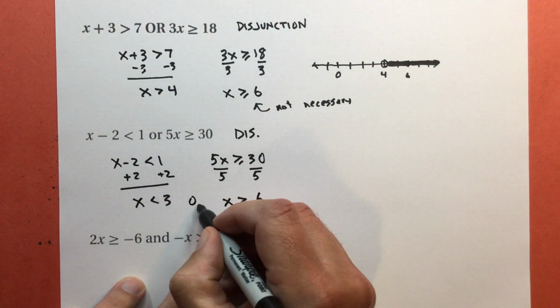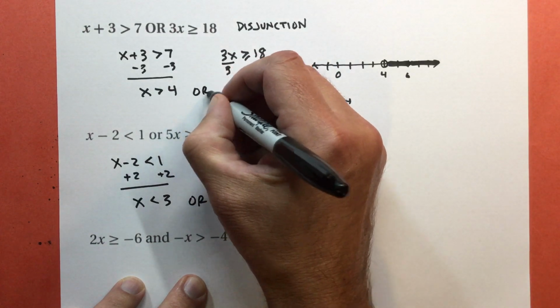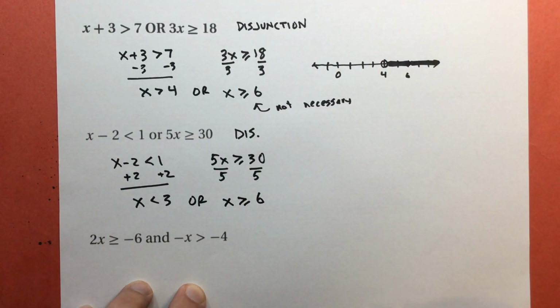And I did not switch the sign because I'm not multiplying or dividing by a negative number. And of course I wrote the word or. I forgot to write or up here too. I'll do that for the picture.